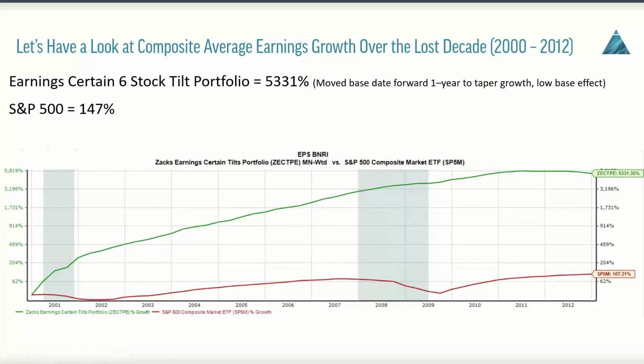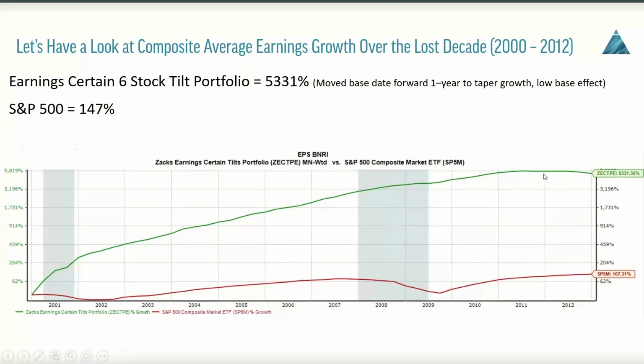Here's the shocker of all shockers, and I actually had to move the base date forward 1 year because earnings were so low for the composite as a whole that I had a base effect going on, and the earnings growth was actually in excess of 25,000%, and it was a little bit distorting. So I moved the base date forward 1 year to taper that growth. We're not necessarily interested in the absolute numbers. I'm just trying to show trend here, and obviously this does a really good job, because the 6 stocks that represent the macro tilts were up 5,331% in earnings growth versus the S&P 500 at 147%.